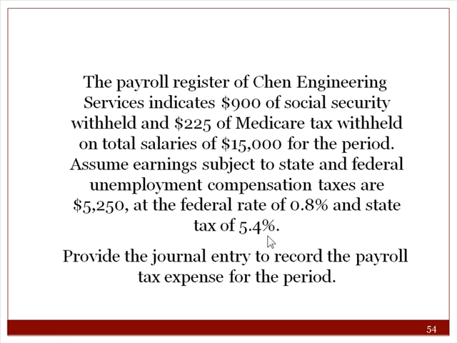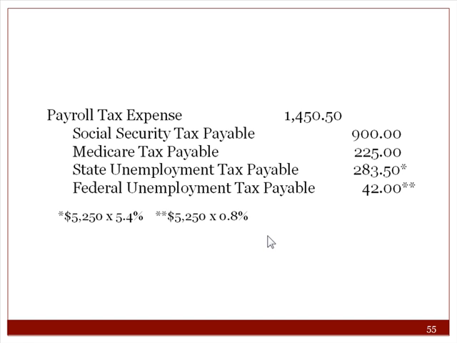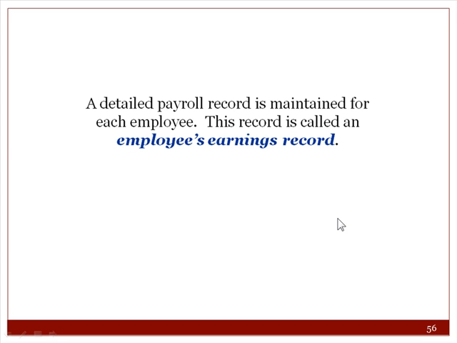Okay, the Payroll Register of Chen Engineering Services indicates all this information. Provide the journal entry. So here's our payroll tax expense. Here's our different payables, and that's our employer entry. It's payroll tax expense and liabilities. The reason they're liabilities is because you don't pay it when you prepare your payroll. You wire the money, typically later, and then the payable is released when the cash payment is made. A detailed payroll record is maintained for each employee, and that's the employee's earnings record.